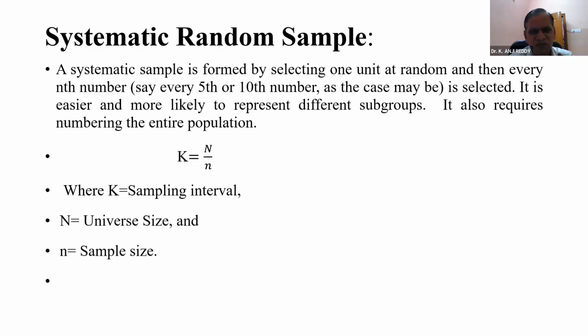Here the formula that we use to decide that interval is K equal to N by n. K is the sampling interval, capital N is the universe size or the population, and small n is your sample size. What I told just now, your population or universe is 1000 and your sample size is 100. So the population divided by the sample size gives you the interval. 1000 by 100, you will get 10. So 10 is your interval. Every 10th unit of the population, you select the sample. Okay.